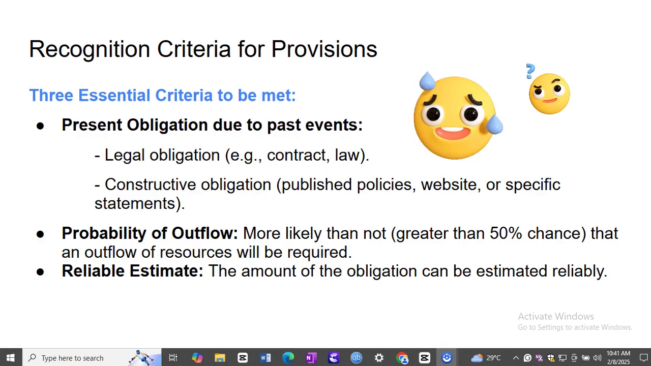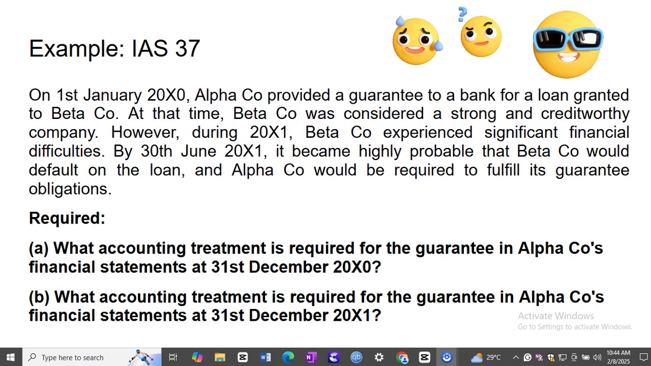To really see how this works, can we use one of the case studies from the source material? Great idea. They had one about AlphaCo. On January 1st, 20X1, they gave a loan guarantee to a bank for a loan taken out by BetaCo. Okay, so Alpha's on the hook if Beta defaults. Right, and at the time, Beta was doing great, financially sound, but over 20X1, things went south. And by June 30th, 20X1, it was looking very likely Beta would default, meaning Alpha would have to pay up.